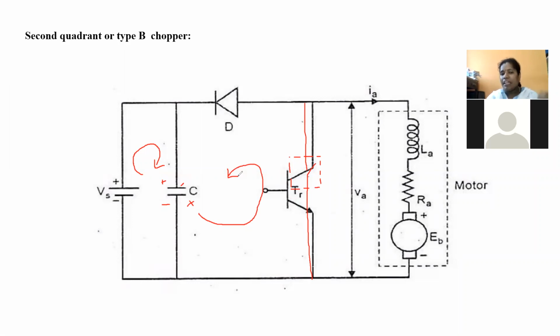And listen, whenever the chopper is turned on, what about the output voltage? Is it going to exist or not?